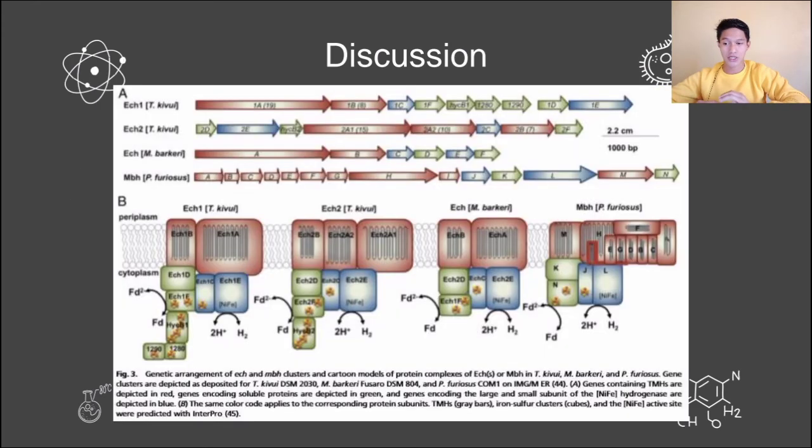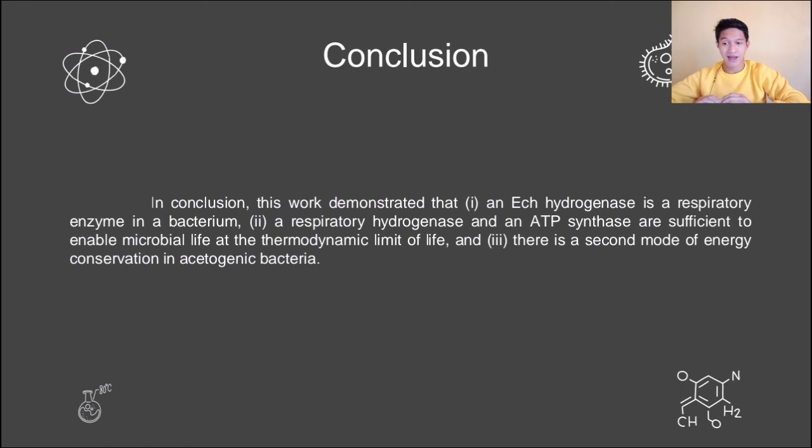This diagram illustrates the genes that are responsible for the encoding of the H and MBH clusters. In conclusion, this work demonstrated that an H hydrogenase is a respiratory enzyme in a bacterium. A respiratory hydrogenase and an ATP synthase are sufficient to enable microbial life at the thermodynamic limit of life, and there is a second mode of energy conservation in acetogenic bacteria.